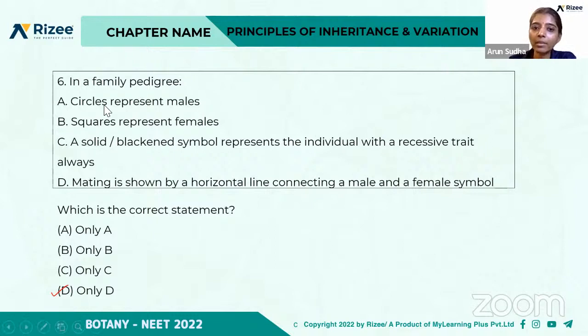Because circle, actually, it represents the females, right? And squares, it represents the males. And here solid blackened symbol, it represents the individual with recessive trait. That is also a wrong answer, but it shows the affected individuals, right? So all these three are wrong statements, but the correct statement is mating is shown by a horizontal line connecting a male and a female. So this is the correct statement.